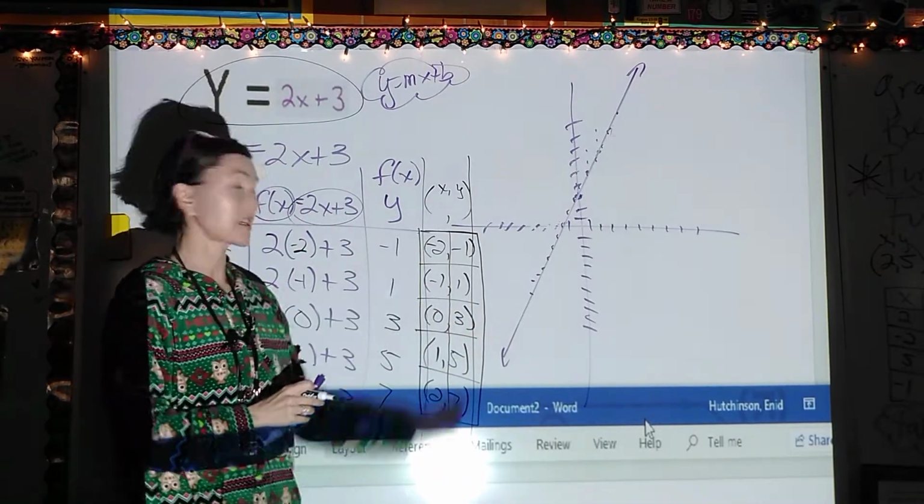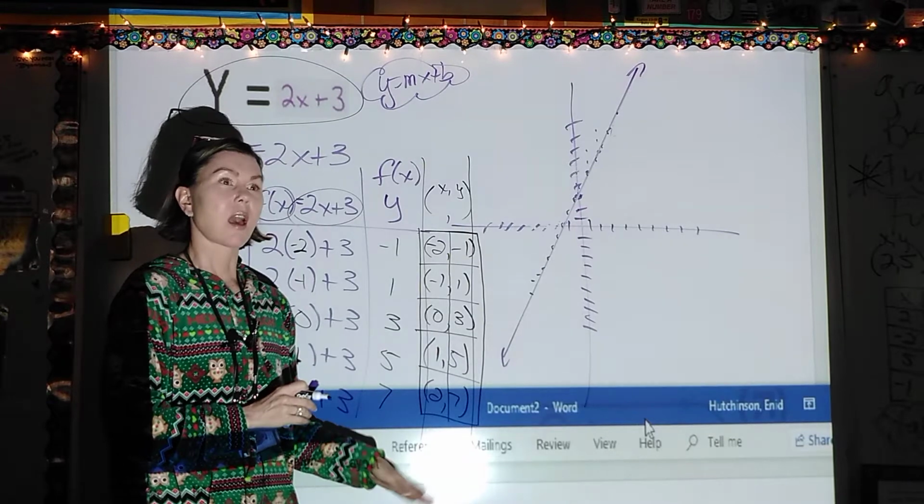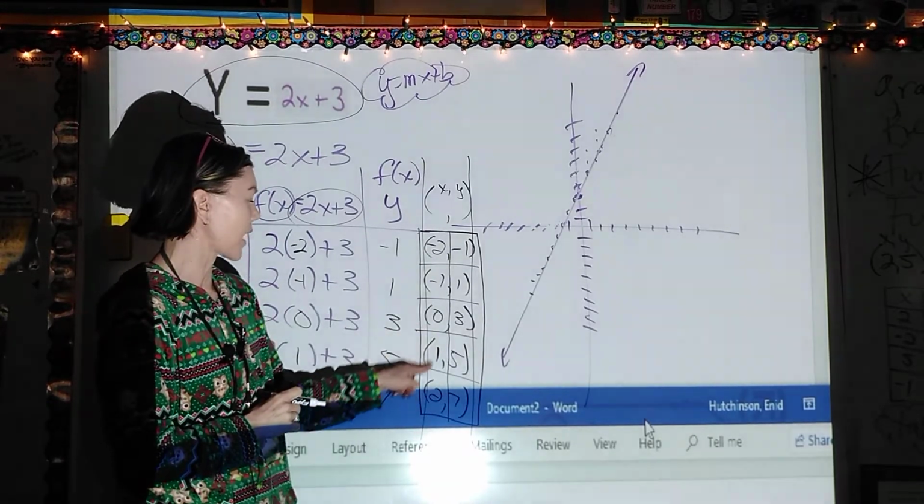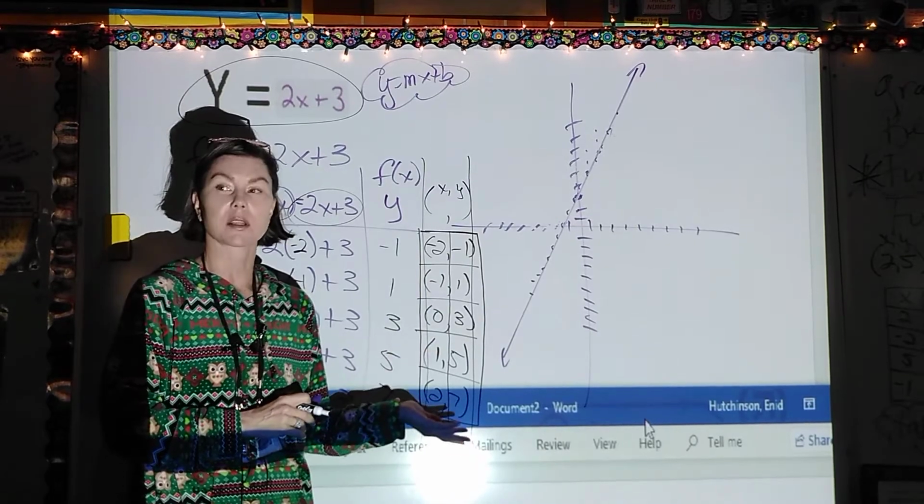Now this looks like our table, right, you guys? And we can ask, is this a function? Well, look at the x values. Do any of these x values repeat? No, therefore it is a function.